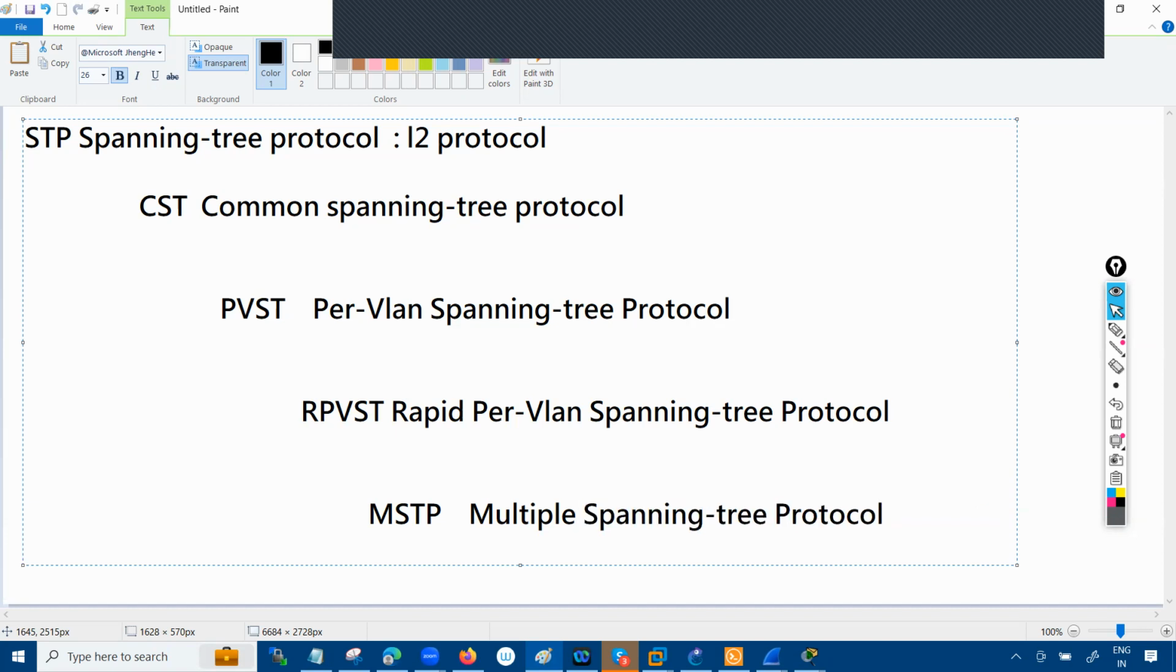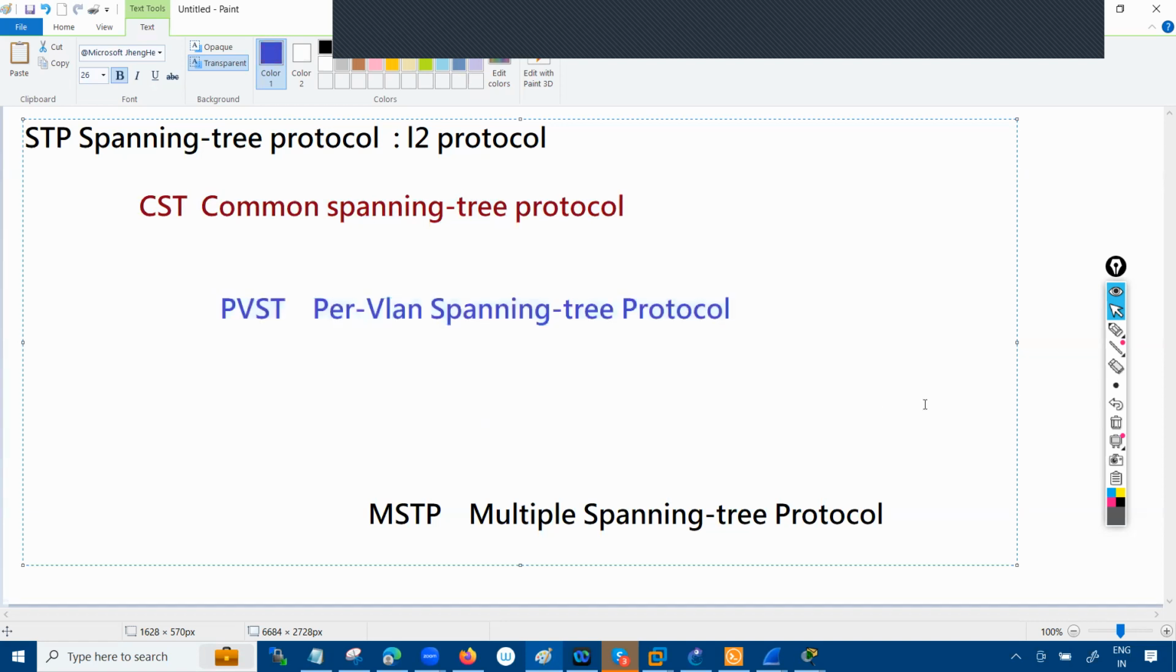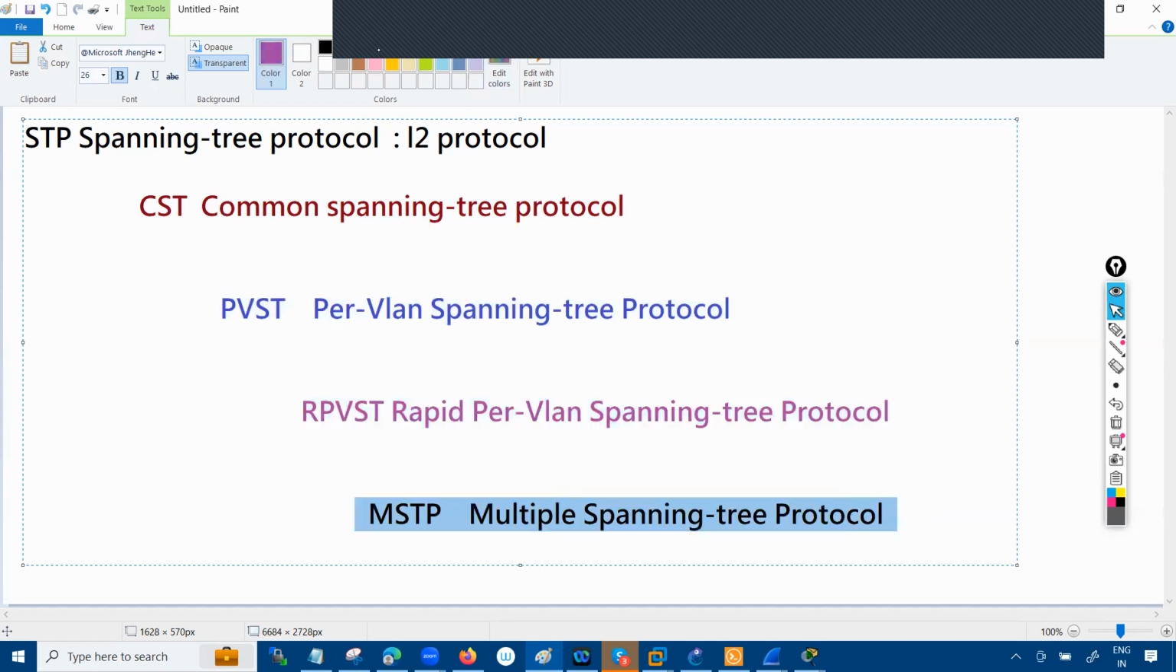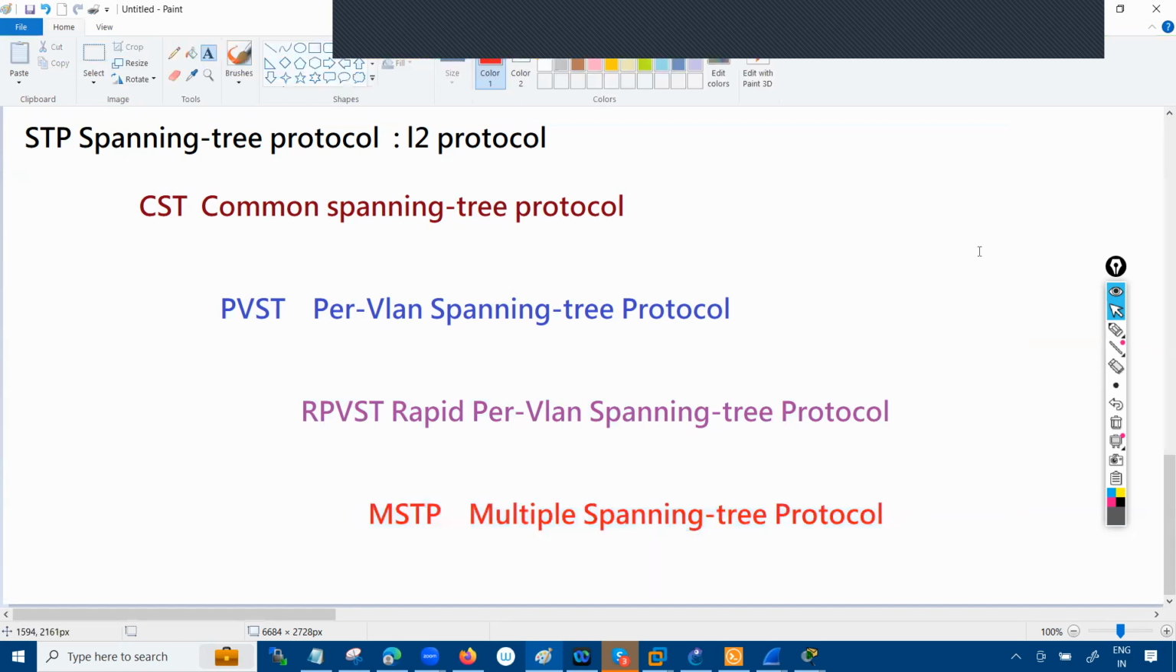So we have four types of spanning tree protocol: CST, common spanning tree; PVST, per VLAN spanning tree; RPVST, rapid per VLAN spanning tree; and MST, multiple spanning tree protocol. Now, which one do we have to learn, and which one is going to be used in the production network?